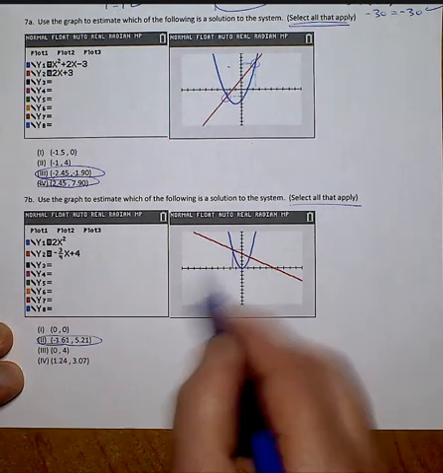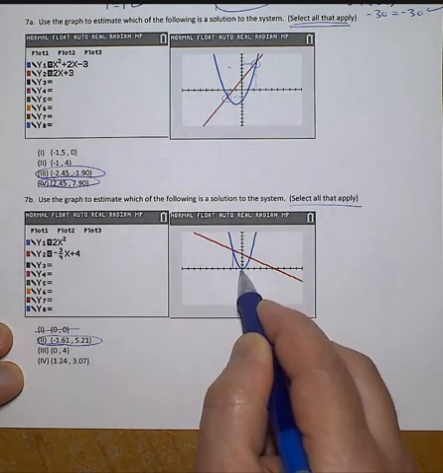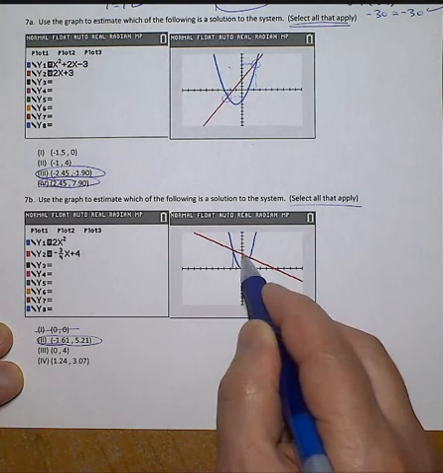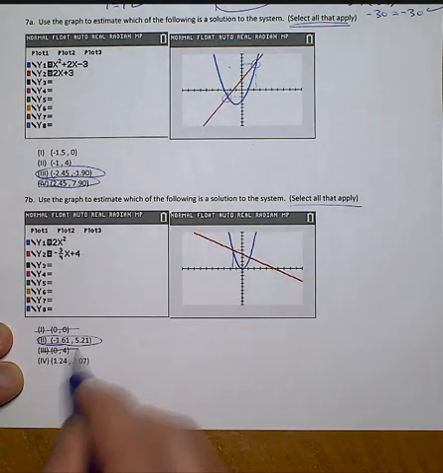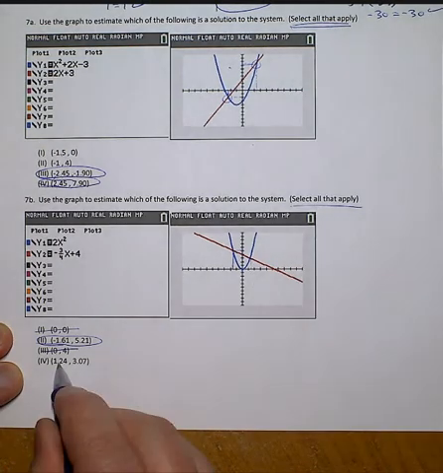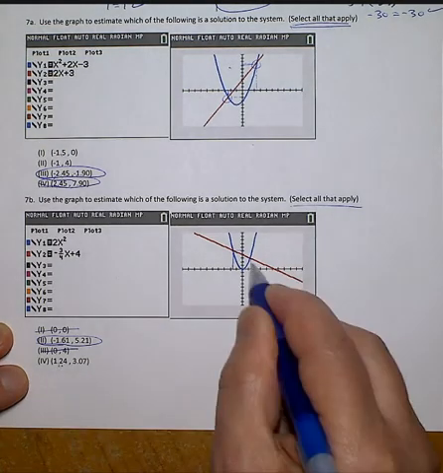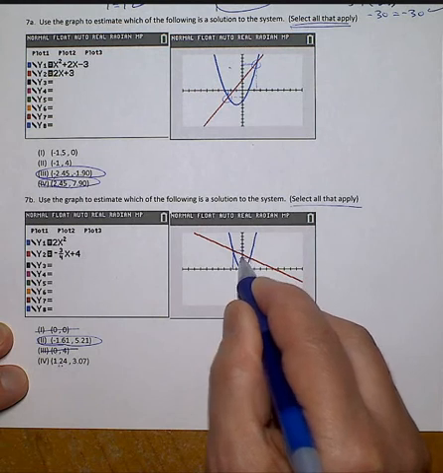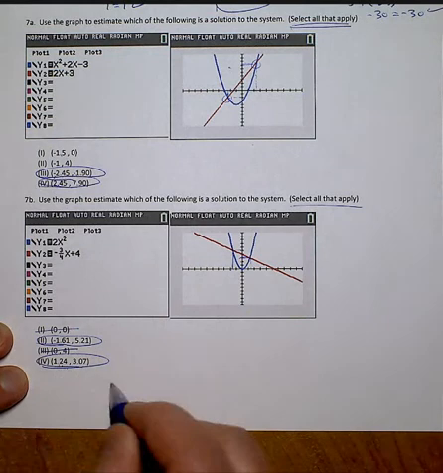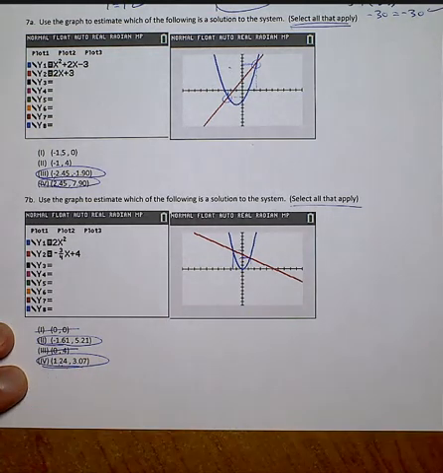0, 0, no. 0, 4, no. On this point right here, looks like it's just over 1. 1.24 might make sense. It looks like it may be around 3 or just over 3. So that would make sense. So choice 2 and 4. We're just estimating.